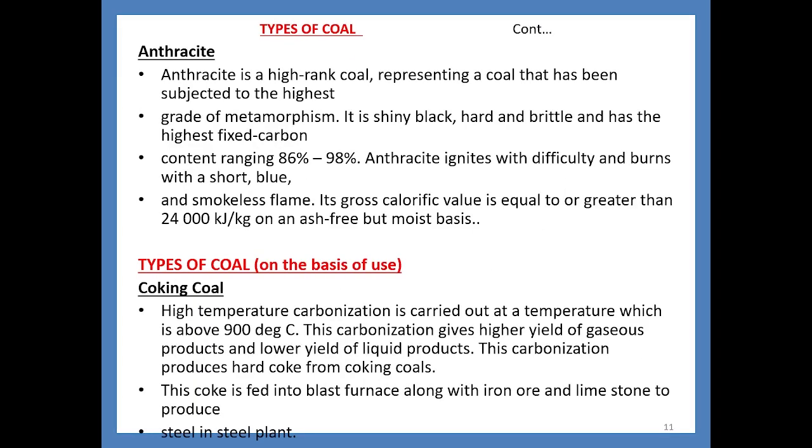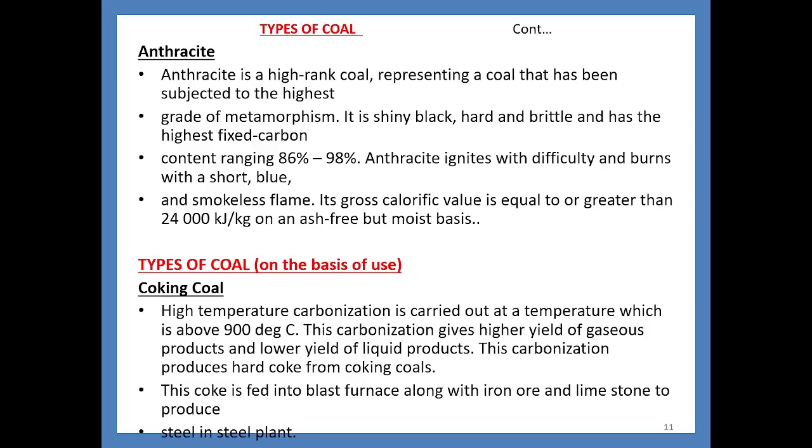Anthracite. Anthracite is a high rank coal representing coal that has been subjected to the highest grade of metamorphism. It is shiny black in color, hard and brittle. Carbon content ranging is 86 to 98%, means it is of good quality.